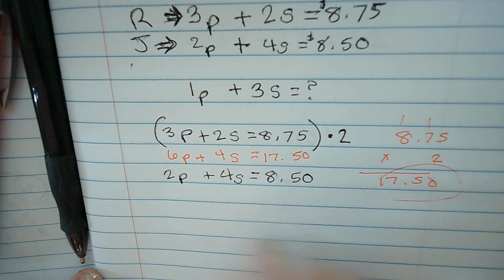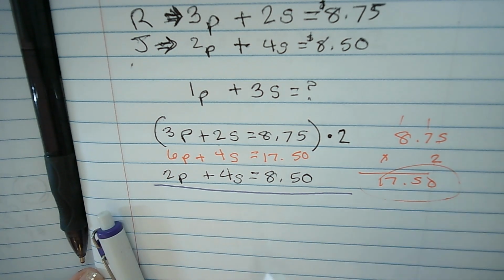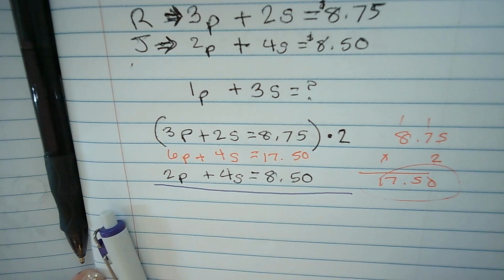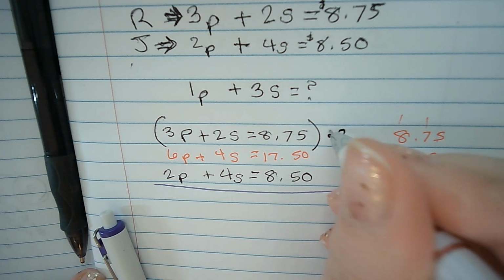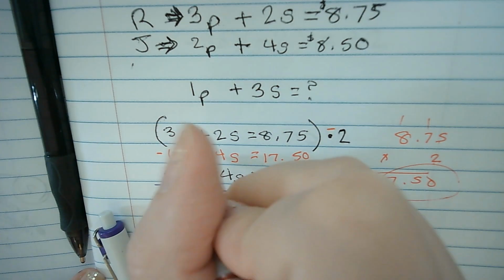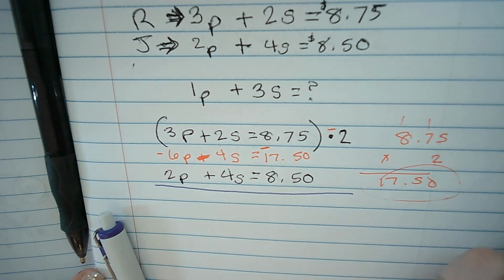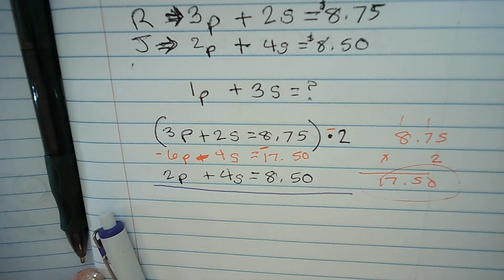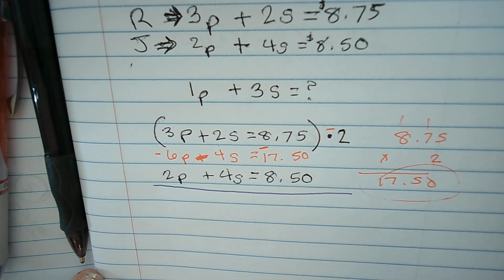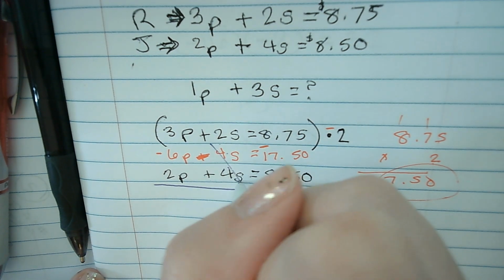Now, this is nice because let's get a new color. That means at this point, I missed an important part. I need it to cancel out. And right now they're both positives, so I should have multiplied times -2. So, negative 6P minus 4S, negative $17.50. All right, so now that we've fixed that, negative 4S and positive 4S will cancel each other out.